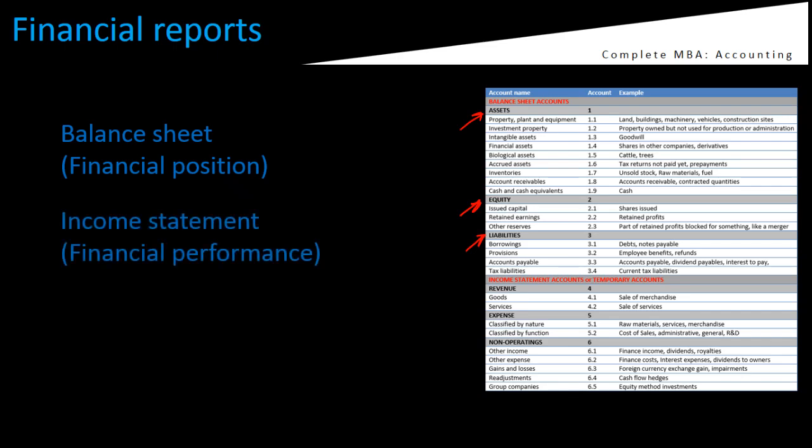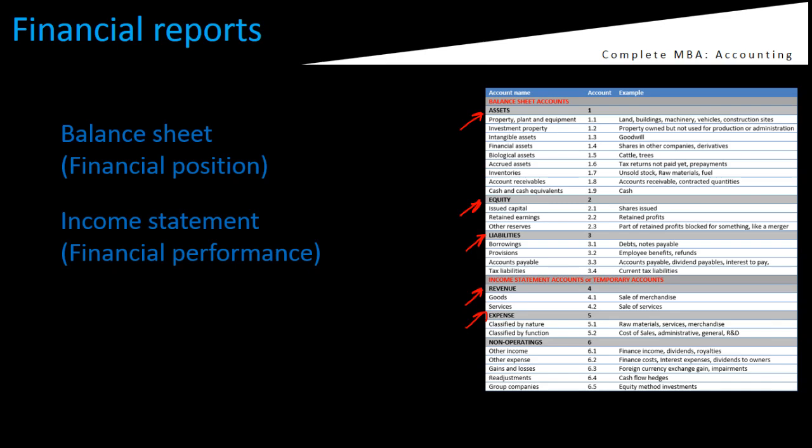The second one is the income statement, also called financial performance. It's just a summary of the revenues minus the expenses, which are the other accounts here. When you do the revenues minus the expenses, it results in the company's net profit of the year.